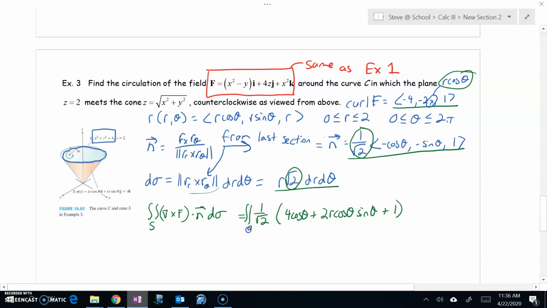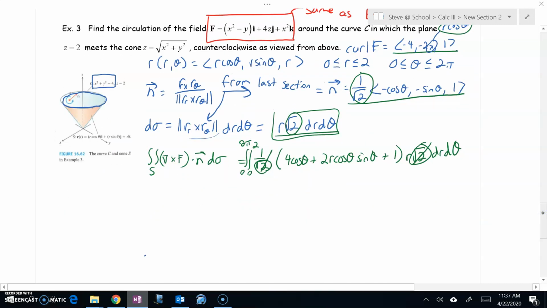We have the double integral from 0 to 2 for r and 0 to 2 pi for theta. So that is the dot product of the curl and n, and now I have to tack on d sigma. So we have an r root 2 dr d theta. So like I said, the root 2's from these parts can go away, and now we end up with this integral here, and then we just keep going. At this point it's just doing an integration. We have to distribute the r, so I get 4r cosine theta plus 2r squared cosine theta sine theta.